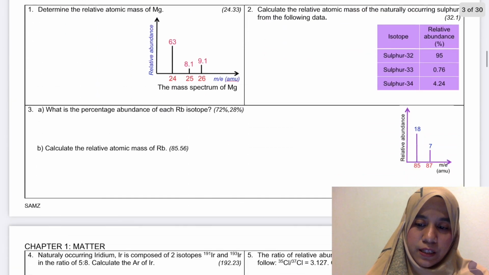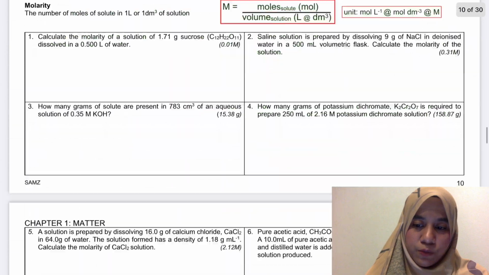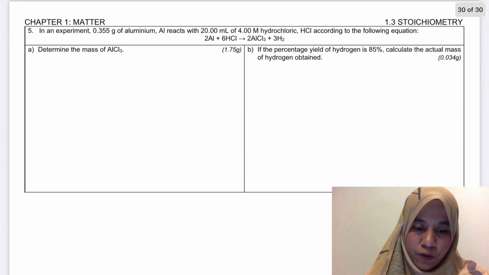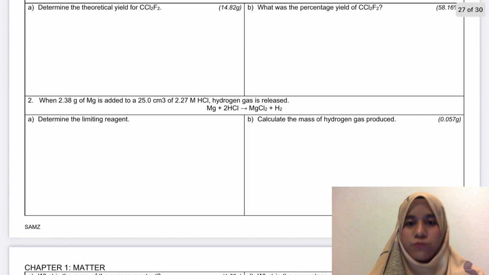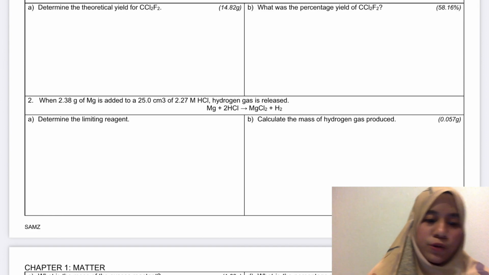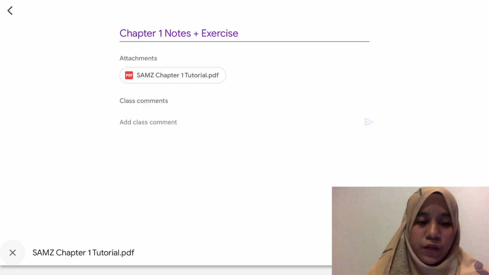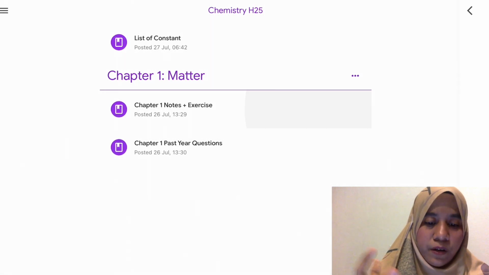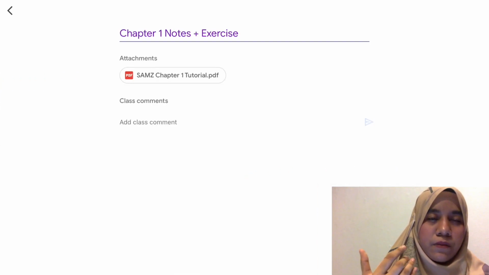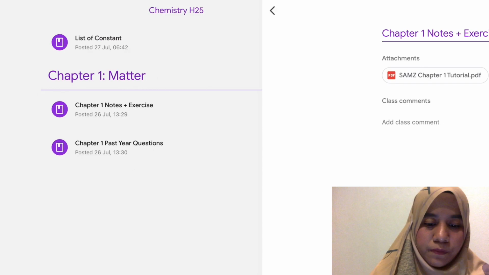Okay, so this is actually for kamu punya chapter 1 punya notes. So memang banyak ruang kosong ni, sebenarnya spaces for you to write it down. So kalau kamu print ni tak perlulah tulis dalam paper lain. Okay, so this one memang very important. Recommended to print. Kalau tak nak pun tak apa.